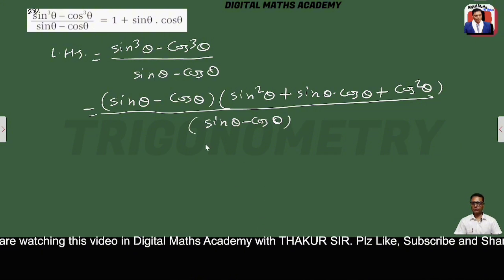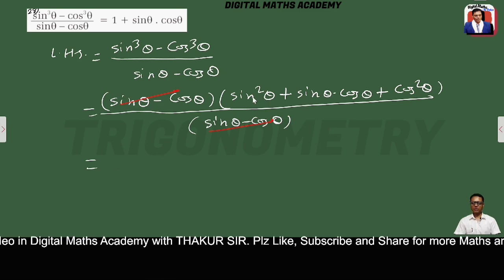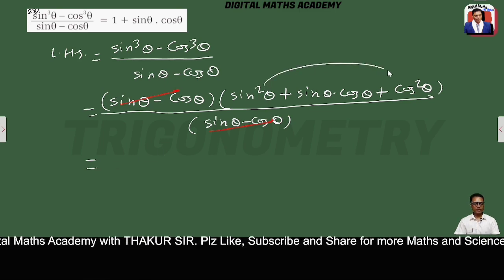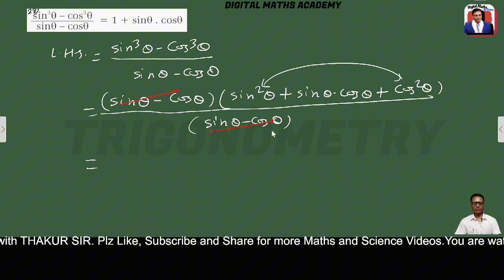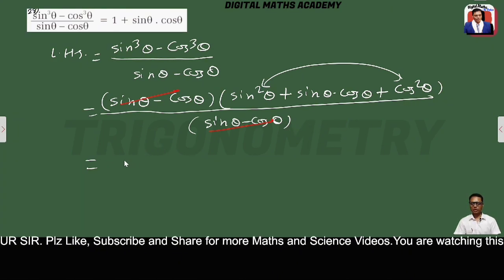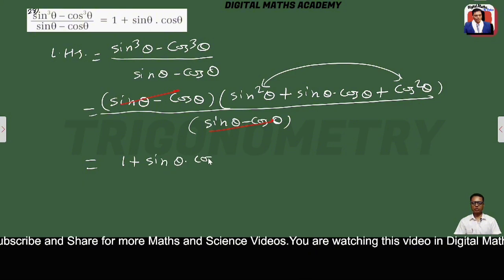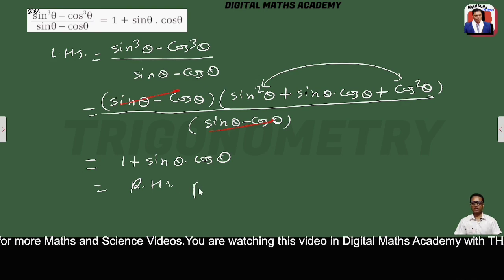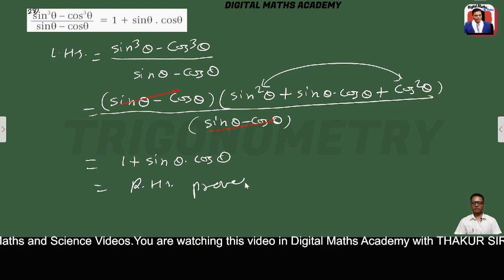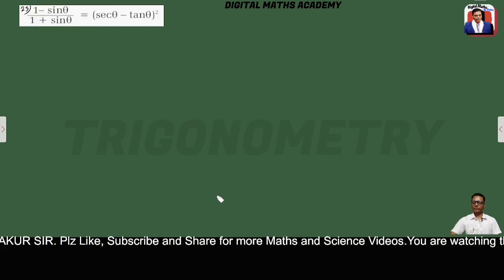So one factor you can cut up and down, and remaining we have here sin square plus cos square. That's the so famous formula, sin square theta plus cos square theta equals 1. So we write here 1 plus sin theta cos theta, which is our right hand side. So it's very easy but very important. So that is the right hand side and proved.